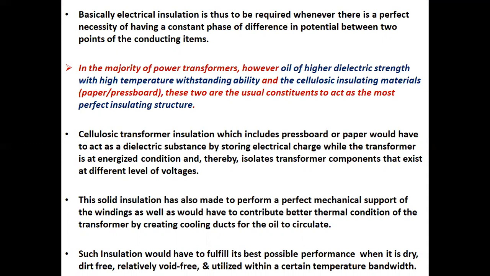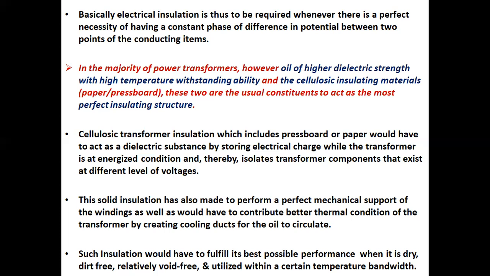Most important, in the majority of power transformers, oil of higher dielectric strength with high temperature withstanding ability and the cellulosic insulating materials, that is paper or pressboard, are the usual constituents to act as the most perfect insulating structure.